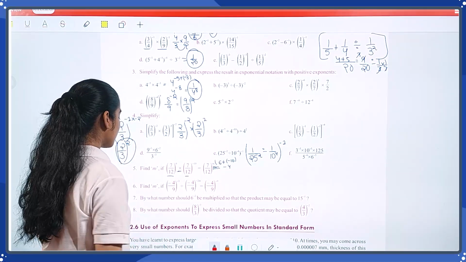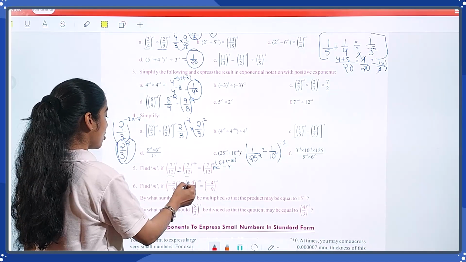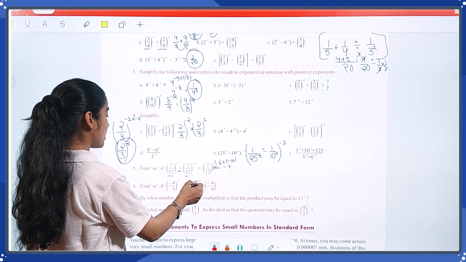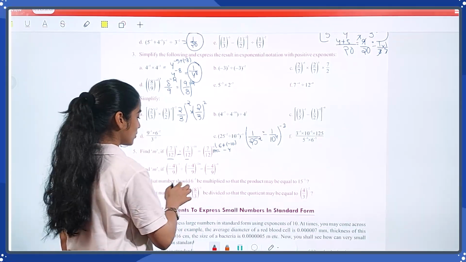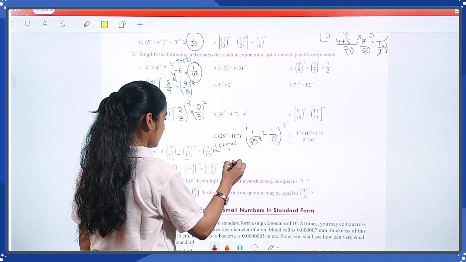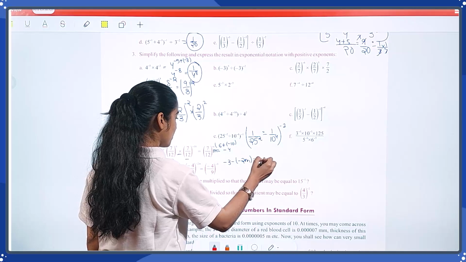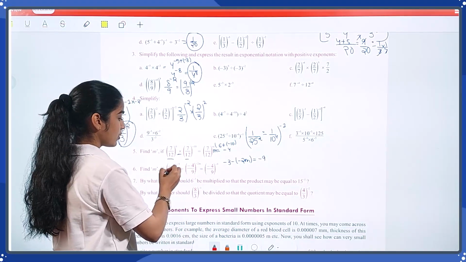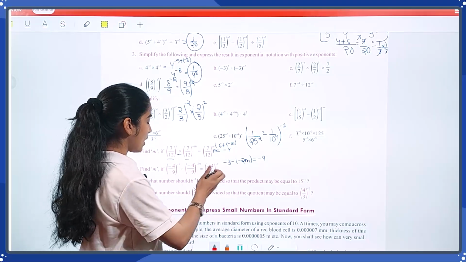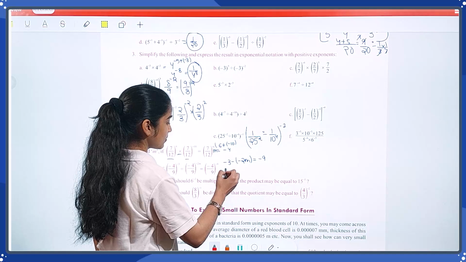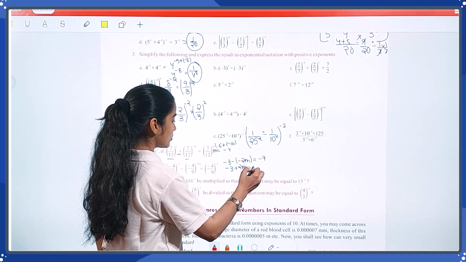The next question is find m if minus 4 by 9 raised to the power minus 3 divided by minus 4 by 9 raised to the power minus 2m is equal to minus 4 by 9 raised to the power minus 9. So what you have to do? Minus 3 minus 2m is equal to minus 9. These are the powers of these bases. So I'm not taking the base, I'm just working over the powers. So minus minus plus, so minus 3 plus 2m is equal to minus 9.